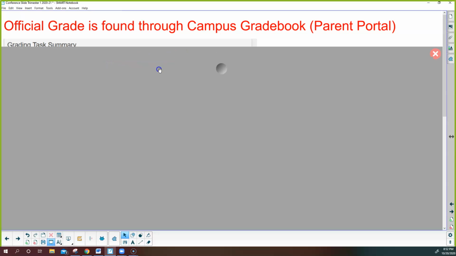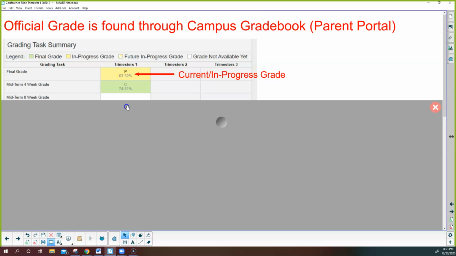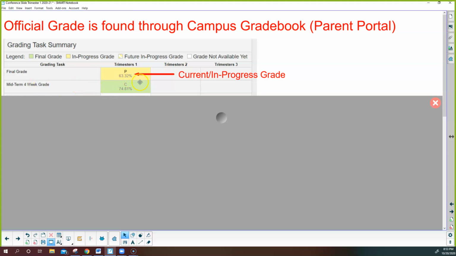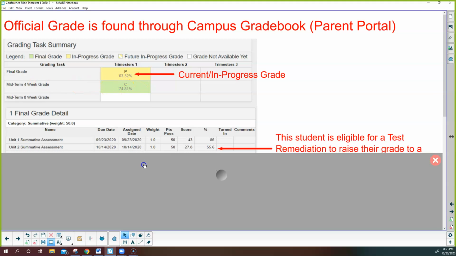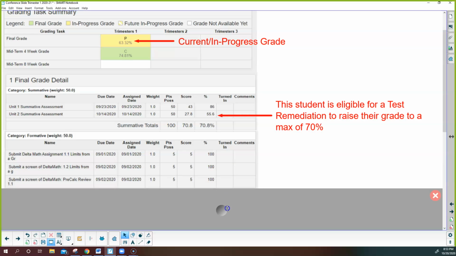Well, here it is. So this is their view through Parent Portal or Campus. And what does it have? It has the current progress and current grade right here. It has their grade for the 4-week midterm. And then it has the summative category next. And so it's the 2 tests. Notice the 27.8 was the 56%. So the student did not take advantage of the remediation yet, and they could bump this grade up to a 70%, which would increase this overall grade quite a bit.